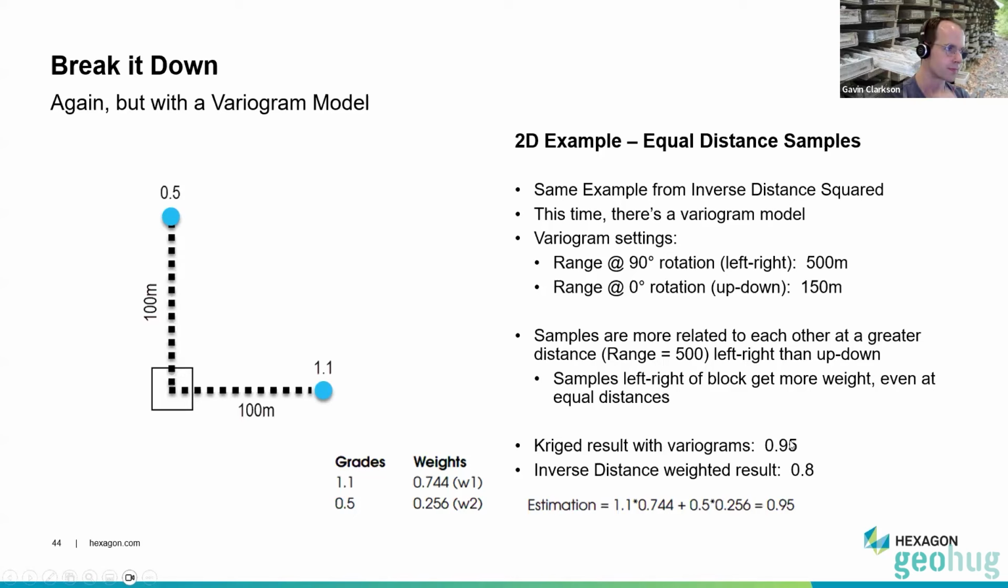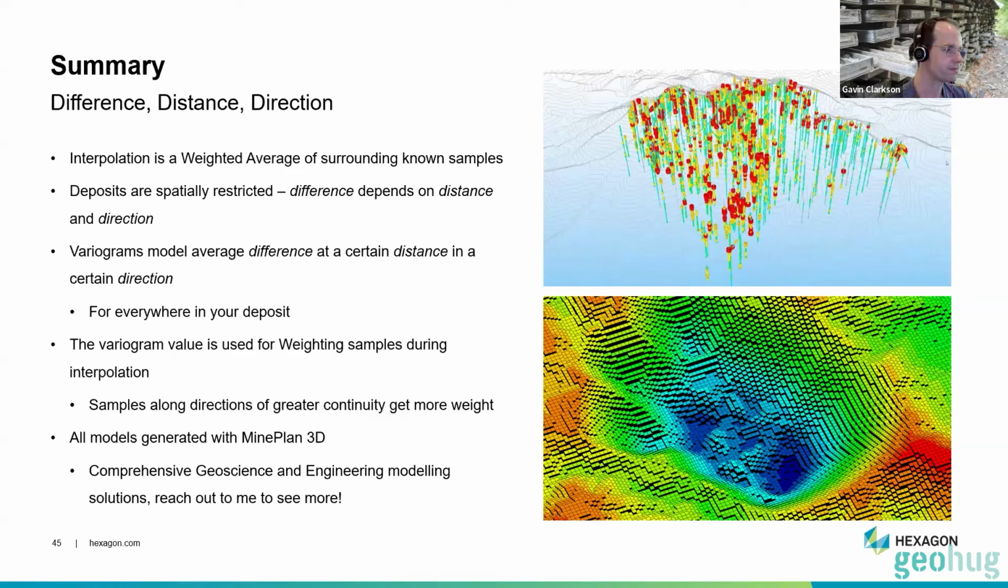Are they along a trend? Are they outside of the trend? Are samples that are along this direction more continuously related than in other directions? So interpolation, in essence, is just a weighted average of the surrounding samples that you're using to interpolate that block. And because deposits are spatially restricted, their difference depends on distance and direction. And the variograms model that average difference at certain distances and in certain directions for everywhere in your deposit, and then can inform the interpolator how values should be weighted for that final sample. So samples along directions or trends of greater continuity will end up getting more weight, even if they're equally spaced versus another sample, or even if they're further away, depending on how your variogram model is informing on it.